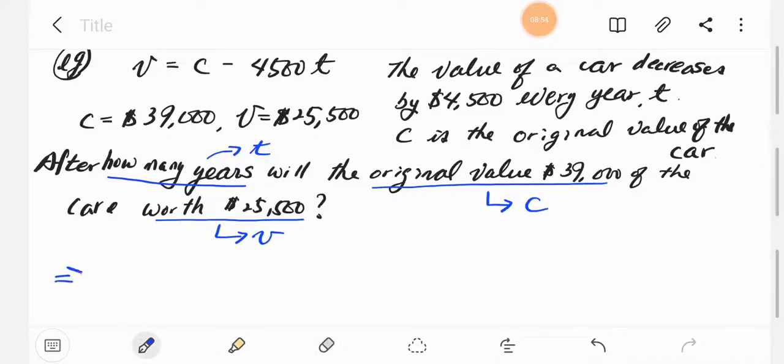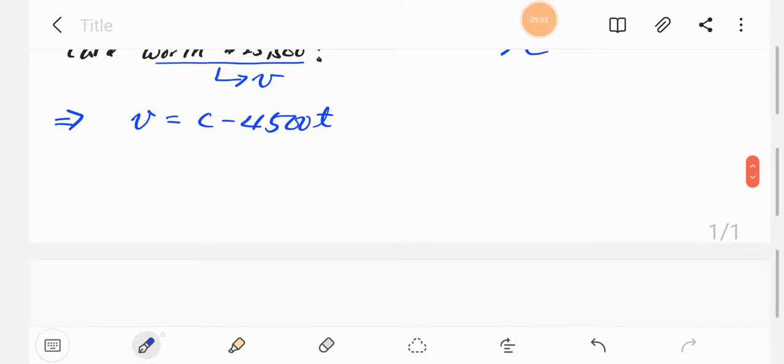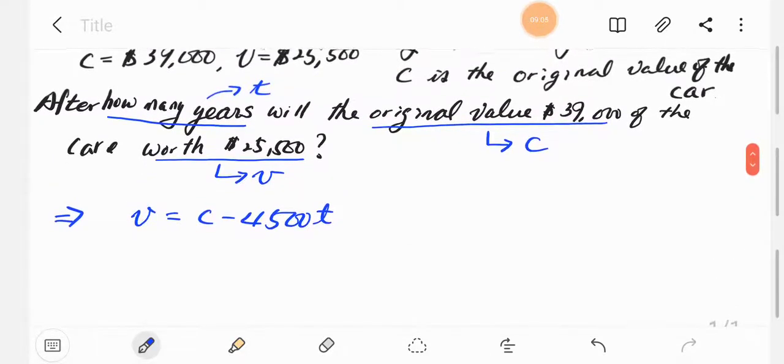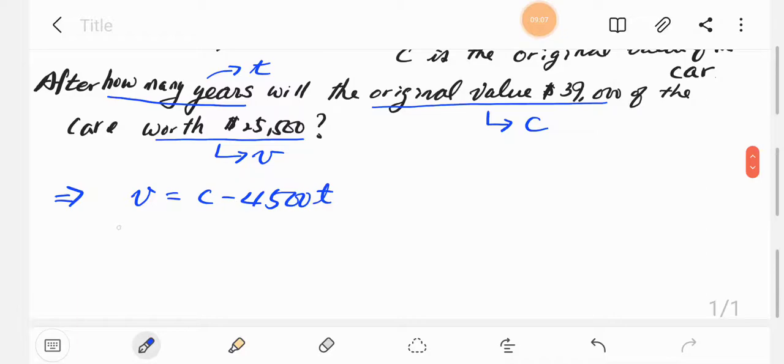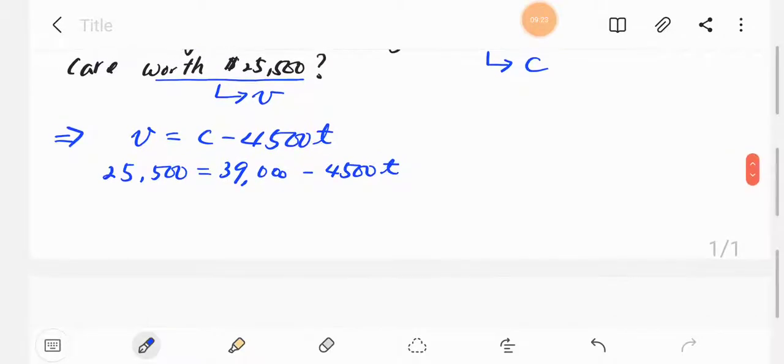In order to solve this, V is equal to C minus 4,500 T. So this is the equation, and then plug in all the values. V is 25,500. Then C is 39,000. Then minus 4,500 T. So from here, let's find T. T will be the number of years where the car value becomes $25,500.